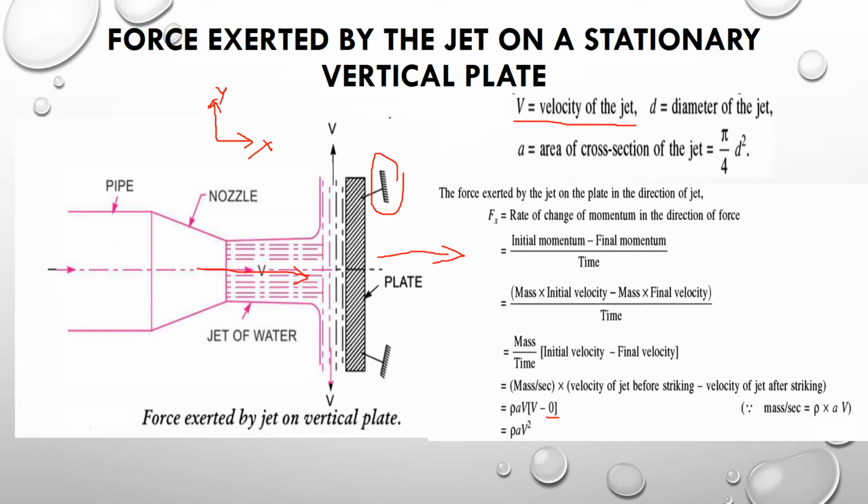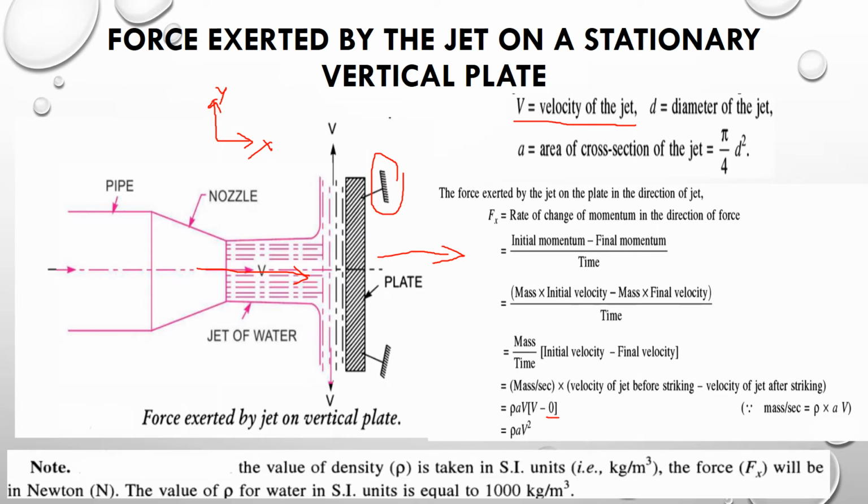So in that case, we have considered initial momentum or initial velocity minus final velocity. And another thing to notice, the value of the density rho here will be in SI unit, so that will be kg per meter cube. Force Fx will be in Newton, and the value of rho, that is density of water, is 1000 kg per meter cube. All these things you will better understand when you solve the problem.